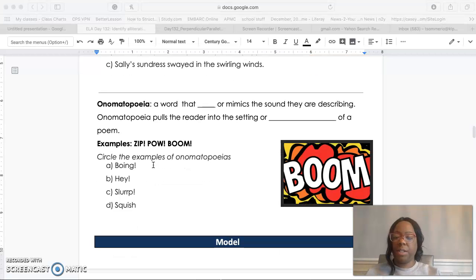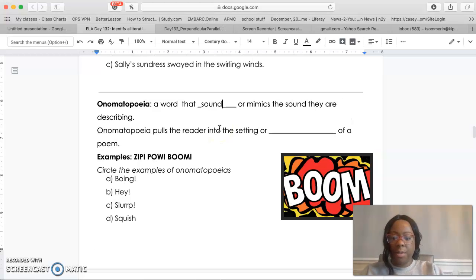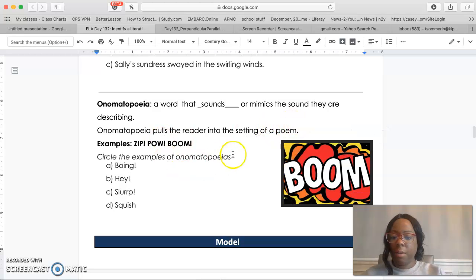Our next figurative language device is onomatopoeia. Repeat after me. Onomatopoeia. An onomatopoeia is a word that sounds like or mimics the sound they are describing. An onomatopoeia pulls the reader into the setting of the poem. All right, so the examples that we usually hear in poems are hiss, squish, and even in some rap songs we hear skirt. So those are all onomatopoeias.